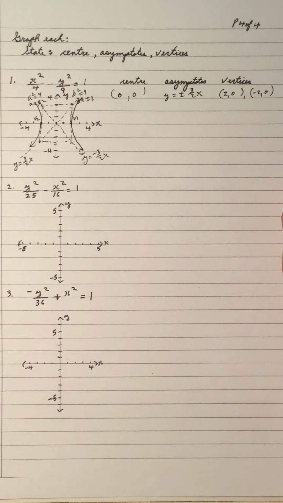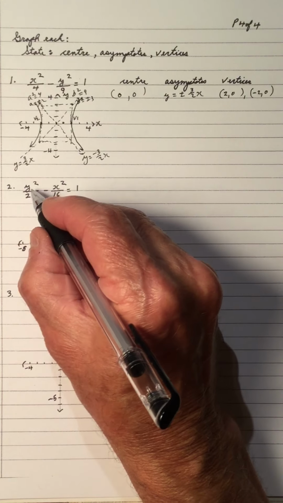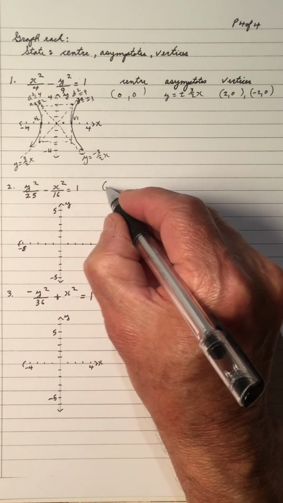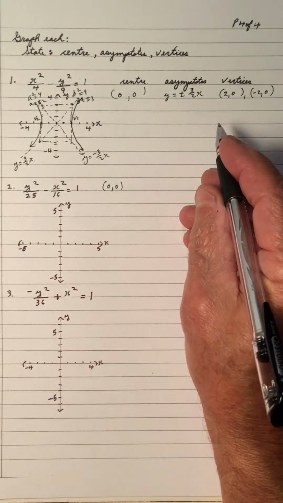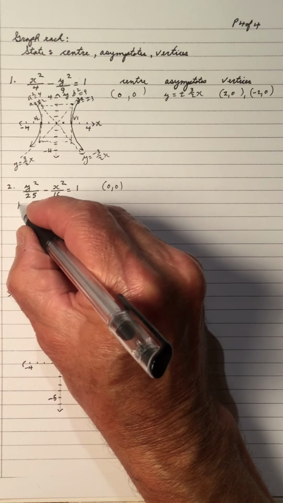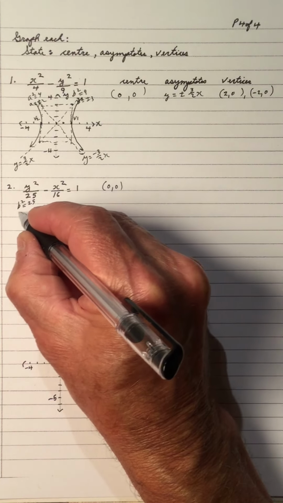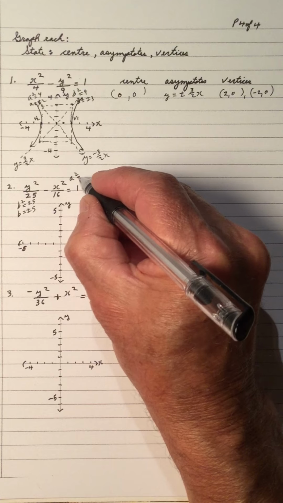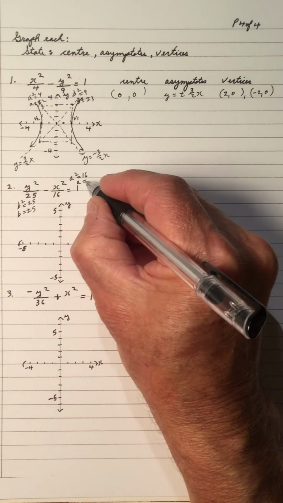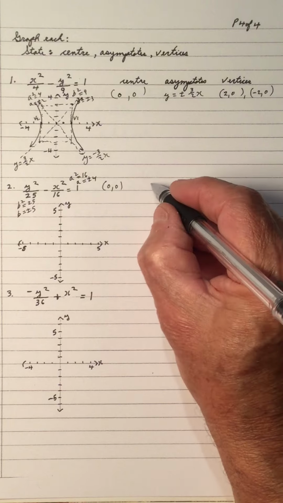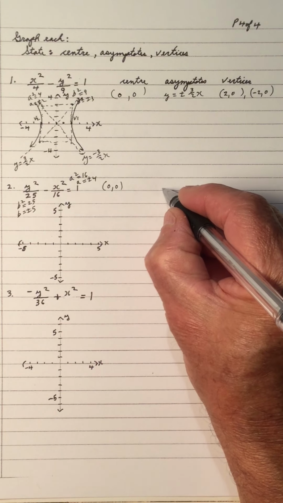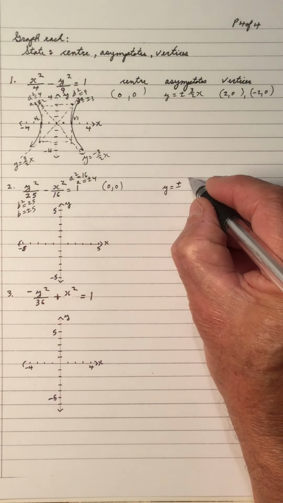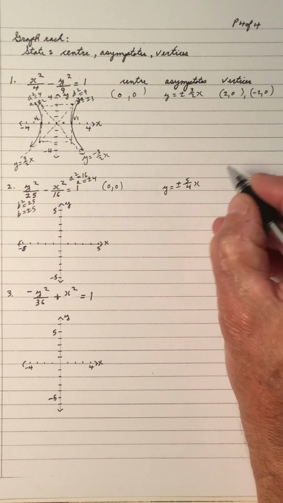Okay, let's do another one. Now we have y squared over 25 minus x squared over 16 equals 1. So again, the center is (0, 0), no brackets. And we have b squared is 25, so b is plus or minus 5. And a squared is 16, so a is plus or minus 4. Because the center is (0, 0), the asymptote is y equals plus or minus b over a, so the b is 5, a is 4, so 5 over 4 x.